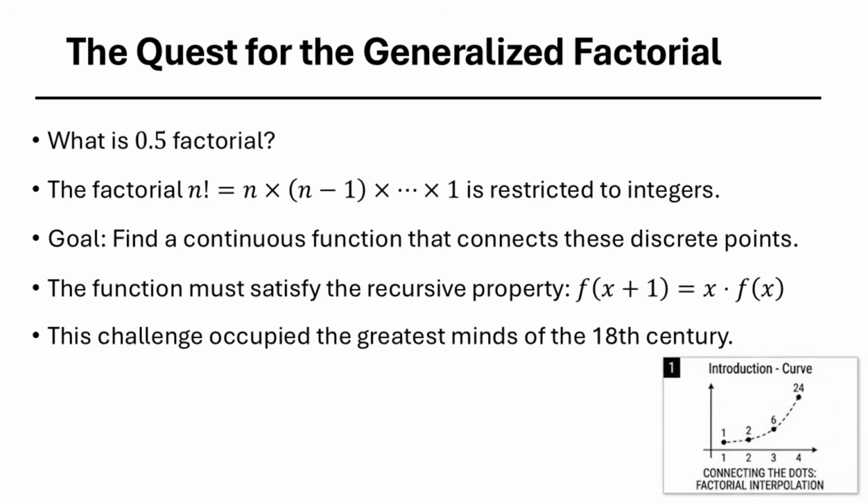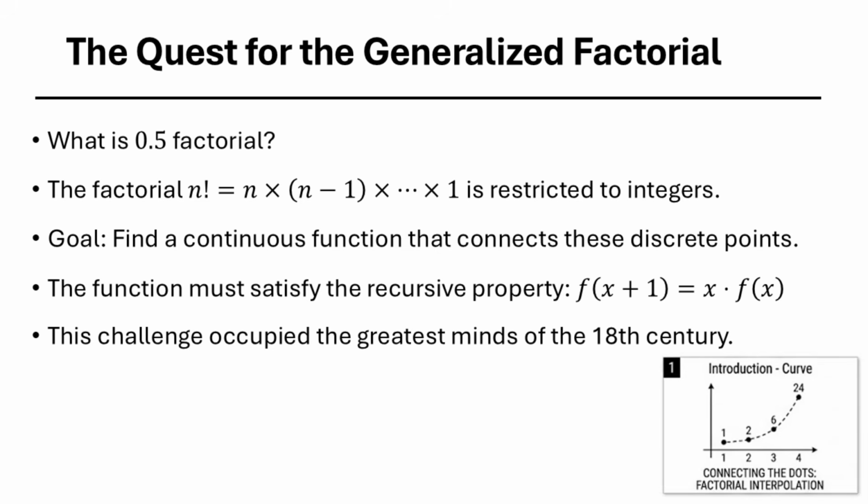For centuries, these questions seemed nonsensical. Factorials were for counting objects, discrete, whole items. But in the 18th century, a breakthrough occurred that allowed us to connect the dots between the integers. This is the story of the gamma function.